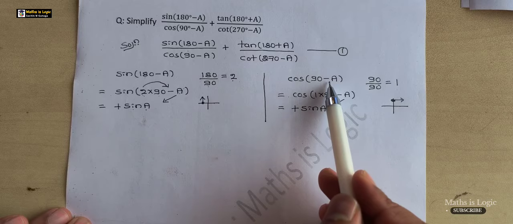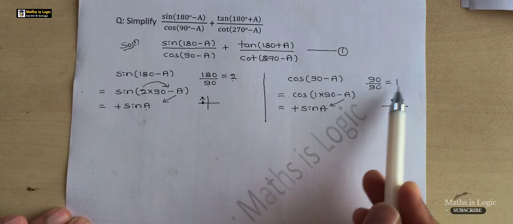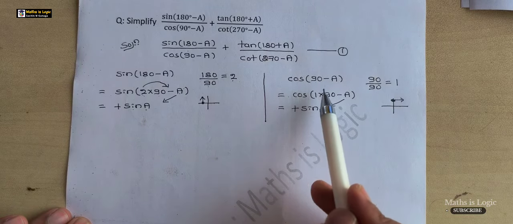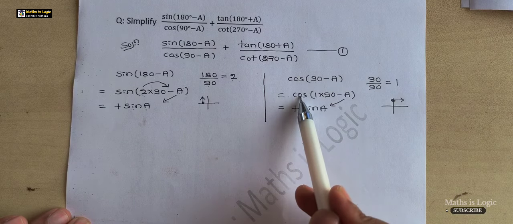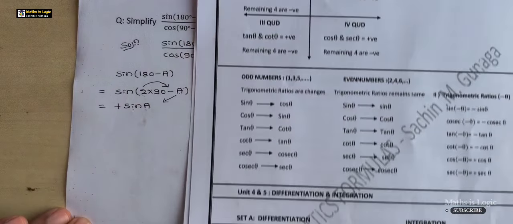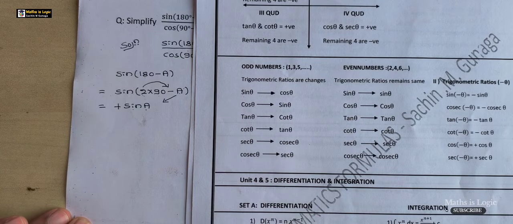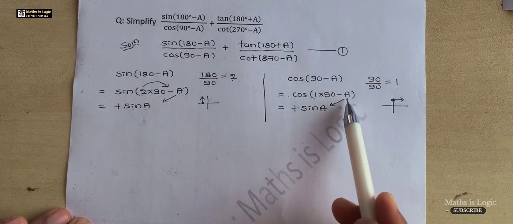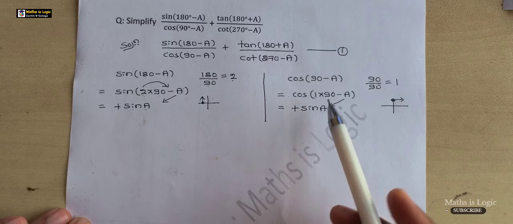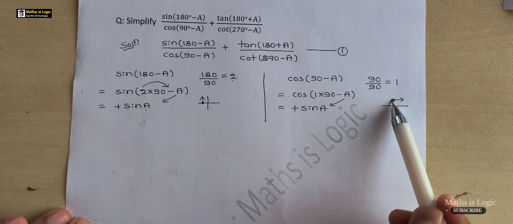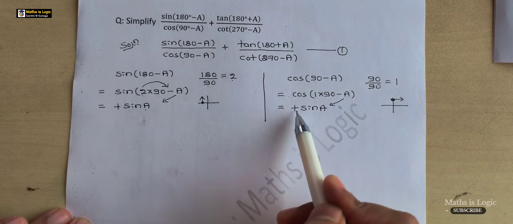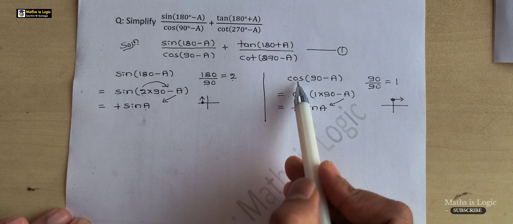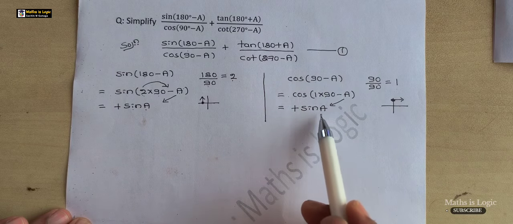Next, cos 90 minus a. Again 90, you divide by 90, you will get 1. So how to write this 90? 1 into 90 minus a, keep it as it is. Because of odd number, cos changes to sine. Correct? Because of odd number, cos changes to sine. Therefore it is sine. At the end a is there, that angle keep it as it is. Rotate 1 minus 0, 1. Minus means first quadrant. Again in first quadrant all 6 trigonometric ratios are positive. Therefore cos is positive in the first quadrant. Therefore cos 90 minus a value is sine a.